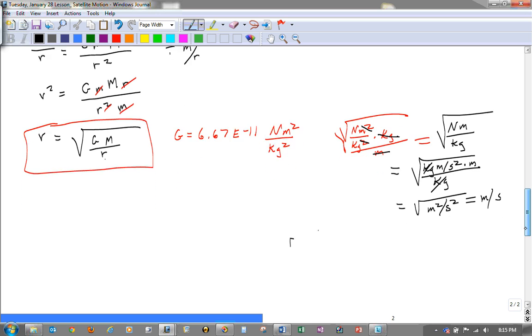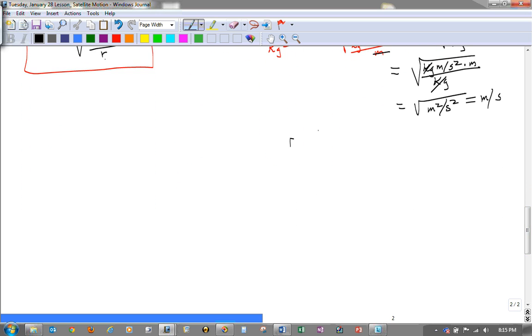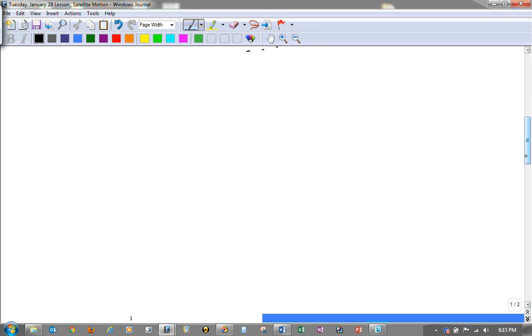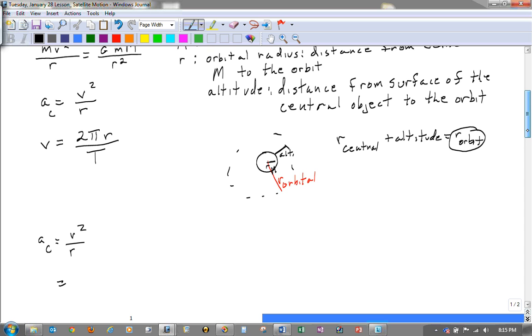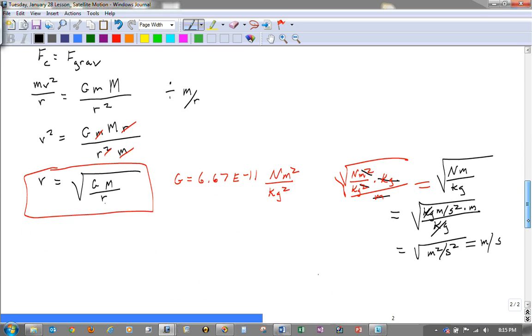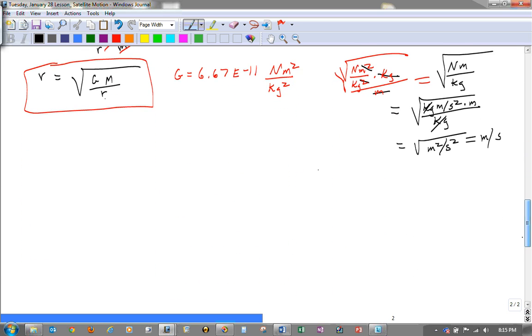All satellites at the same orbital radius around an object will have the same speed. Secondly, we can very easily extend that to the formula for centripetal acceleration by saying a_c equals v squared over r. Replace v with what it's equal to, which we just found to be the square root of... here's where I want to write that. Centripetal acceleration is equal to v squared over r.